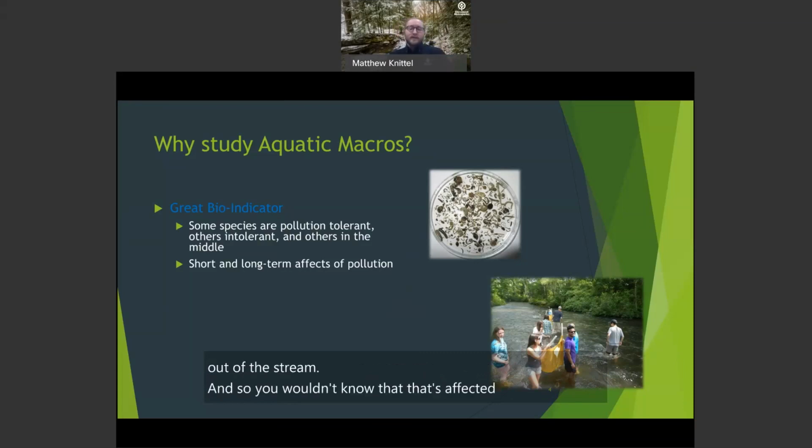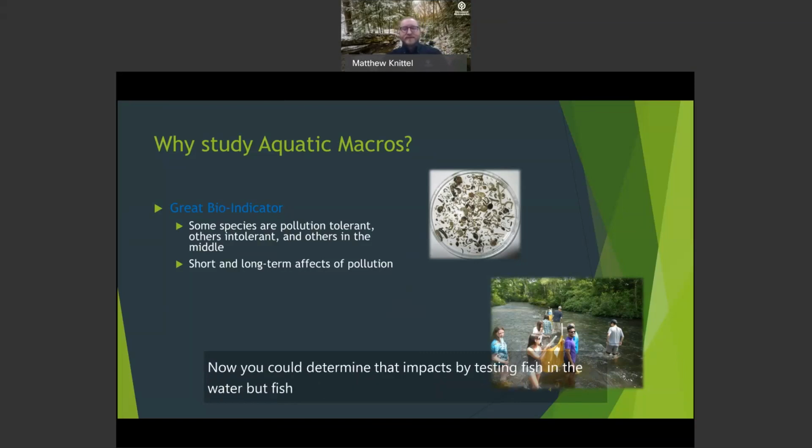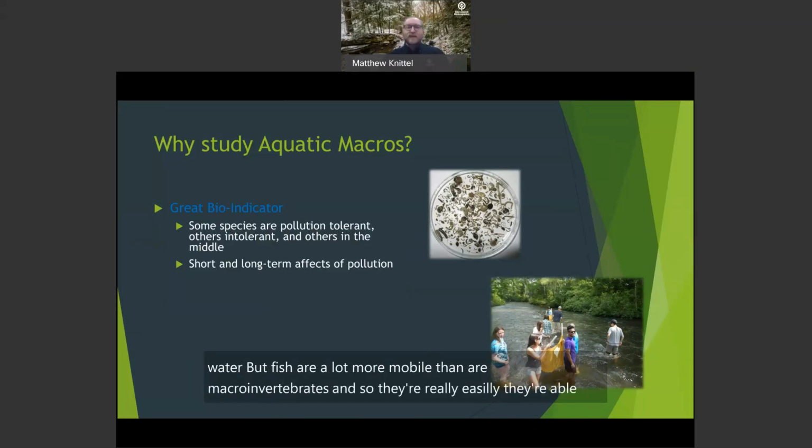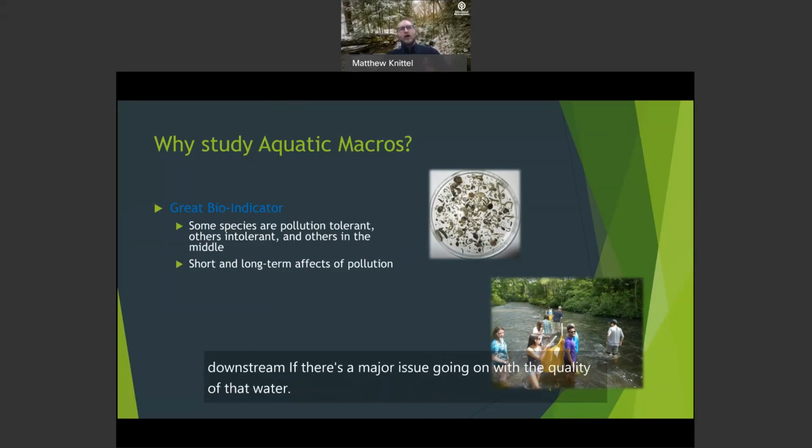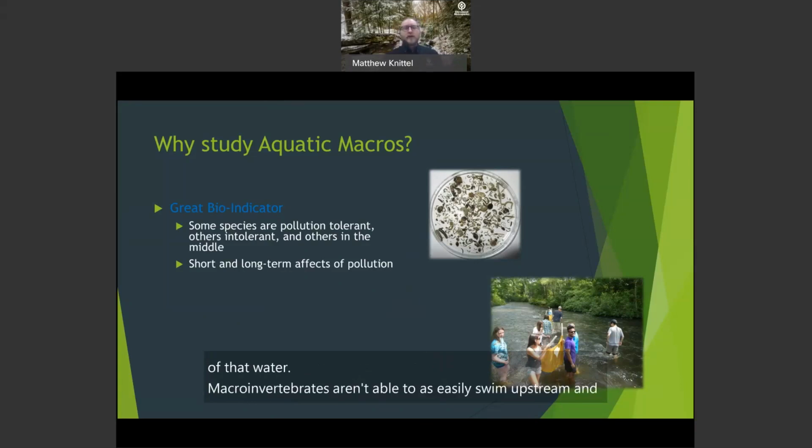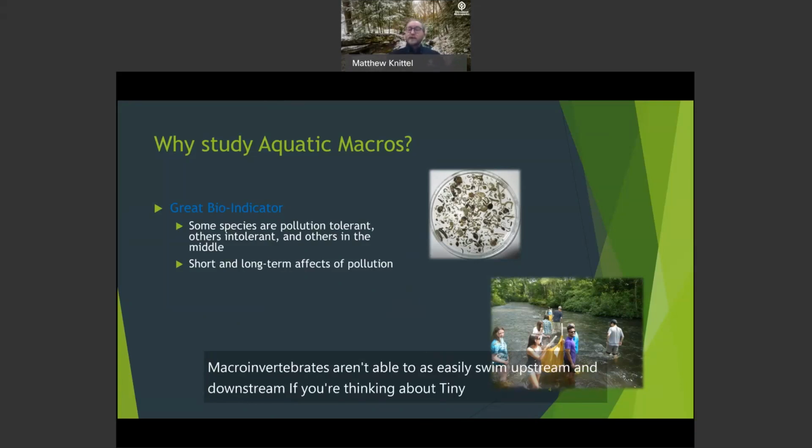Now you could determine that impact by testing fish in the water, but fish are a lot more mobile than our macroinvertebrates, and so they're able to avoid those conditions. So they can swim upstream or downstream if there's a major issue going on with the quality of that water. Macroinvertebrates aren't able to as easily swim upstream and downstream. If you're thinking about a tiny little invertebrate, it's a little harder to really move upstream if there's a good flow, or downstream without being washed away.